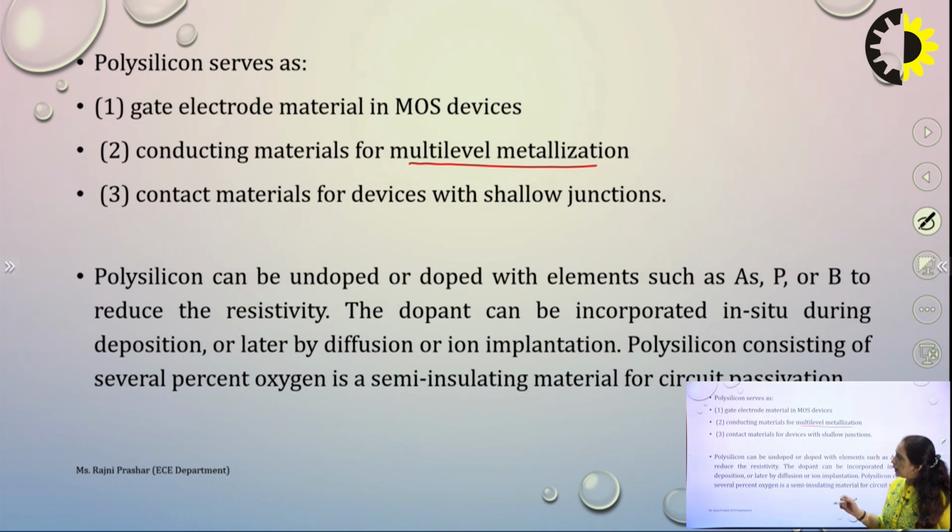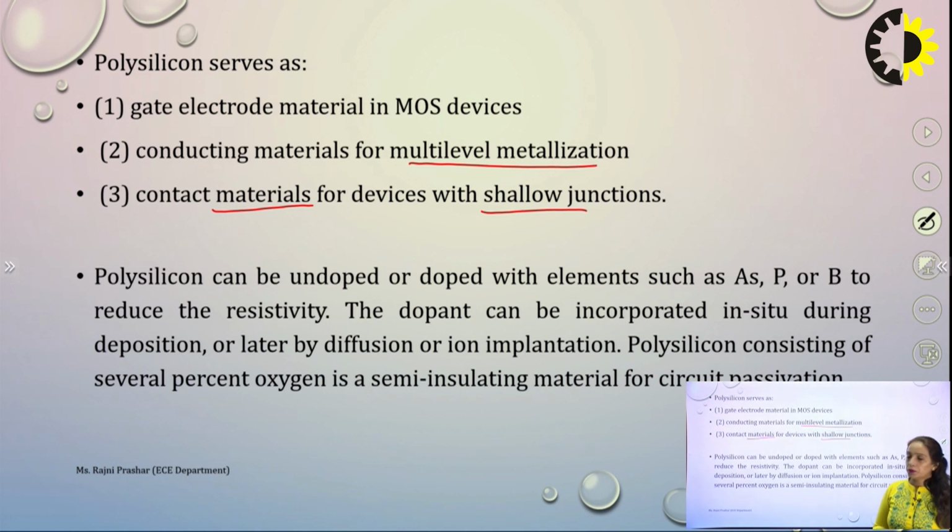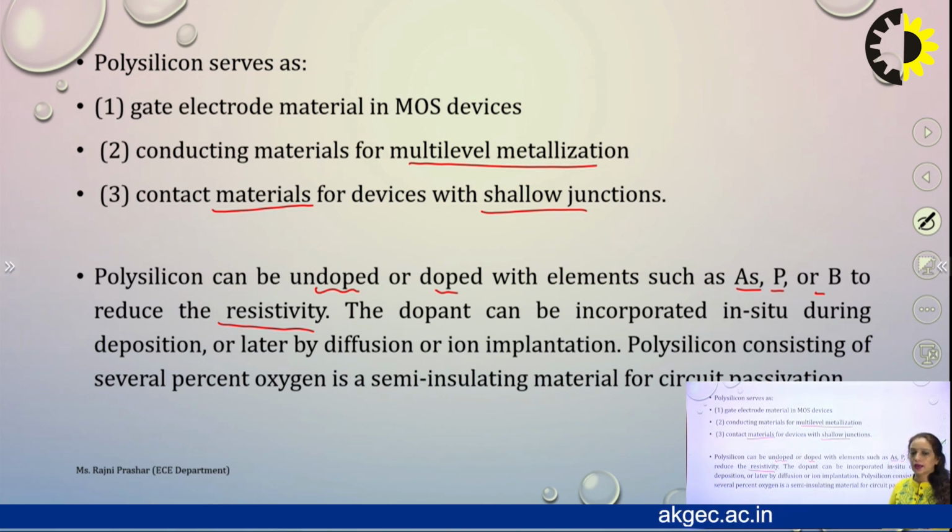Next, polysilicon is used as a contact material for devices with shallow junctions. This polysilicon can be doped or undoped. We can dope the polysilicon with elements such as arsenic, phosphorus or boron, and this doping is done to change and reduce the resistivity. The dopants can be incorporated in situ during the deposition, or later by diffusion or ion implantation.